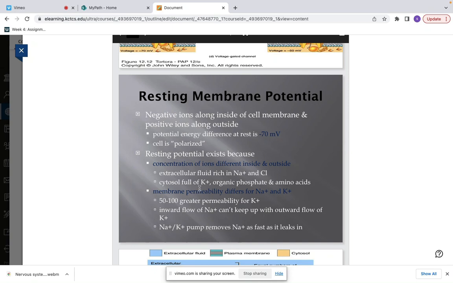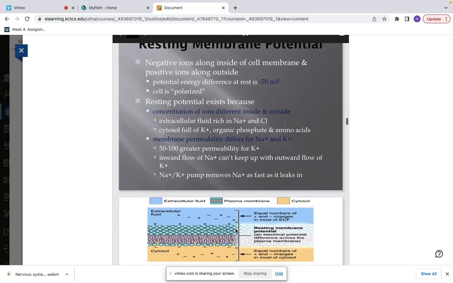We say here that membrane permeability differs for both sodium and potassium, with greater permeability for potassium. So the inward flow of sodium can't keep up with the outward flow of potassium. This is why we have a sodium-potassium pump, to remove sodium as fast as it leaks in.